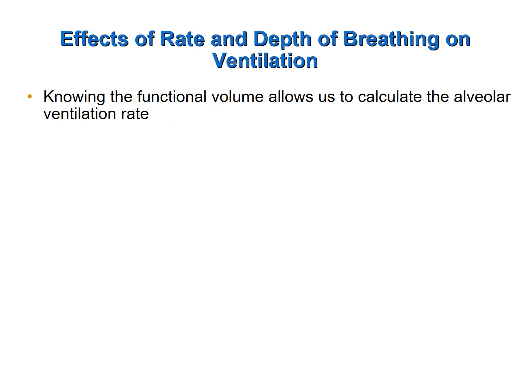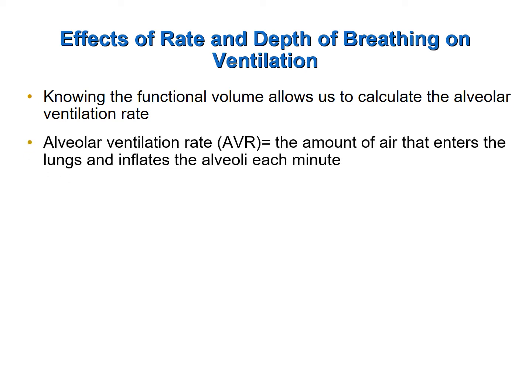If we know the functional volume, it allows us to calculate the alveolar ventilation rate. And what is the alveolar ventilation rate? It is the amount of air that enters the lungs, inflates the alveoli, and is now available to participate in gas exchange across the respiratory membrane. The alveolar ventilation rate is calculated by taking the functional volume and multiplying it by the respiration rate, or the number of breaths or respiratory cycles per minute.